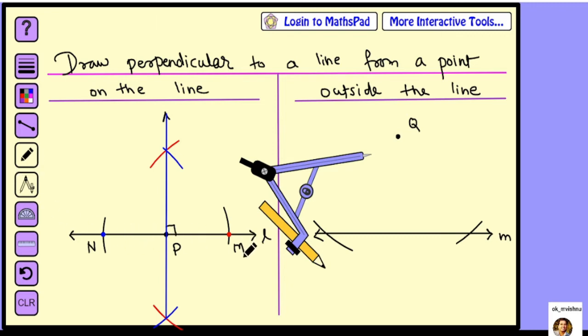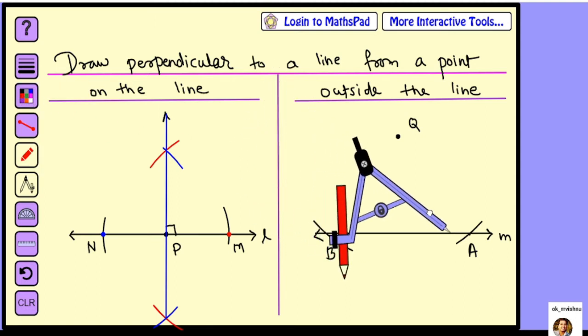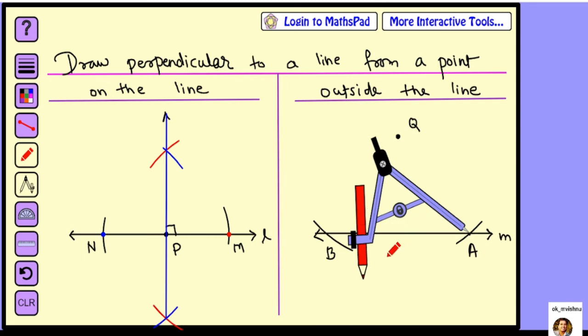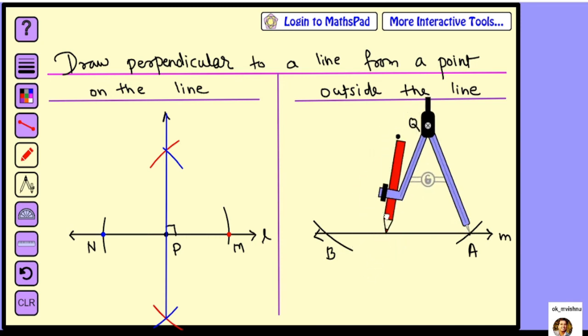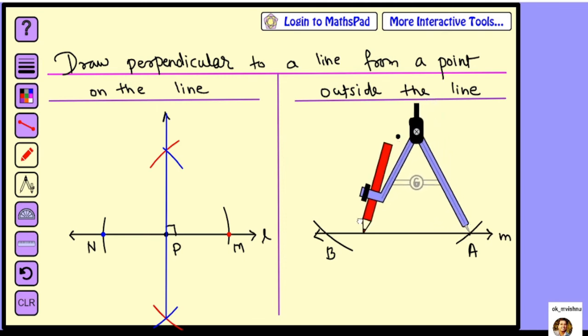Like we took points M and N. So for sake of convenience, I'm taking same names, but this line is already M. So let's take some different names, A and B. This point of intersection is A and this point of intersection is B. So now we need to make arc like we did earlier. Your tip will be on point A. You take comfortable distance. So here also you keep the same rule. Take distance more than half.